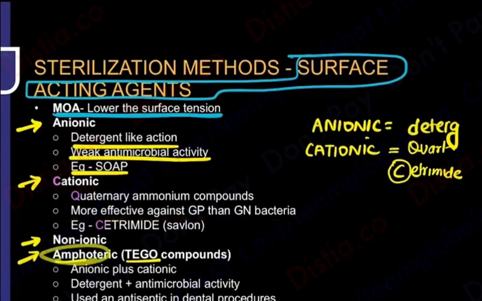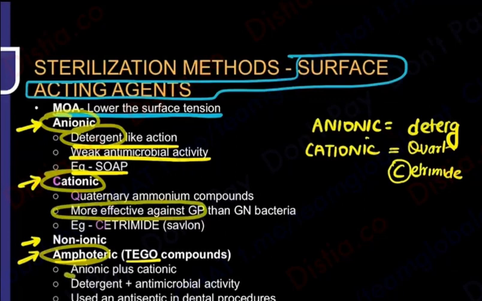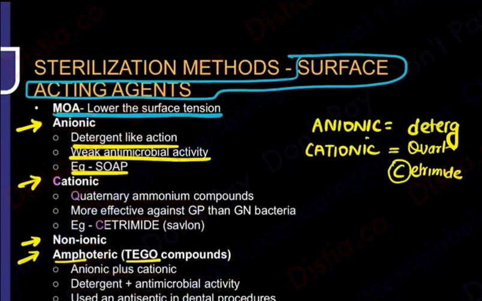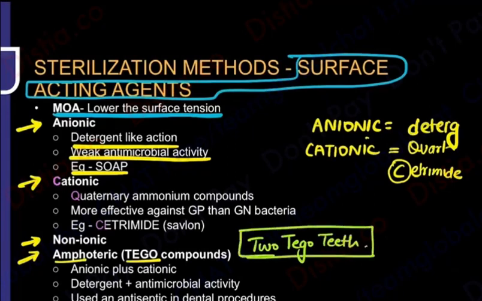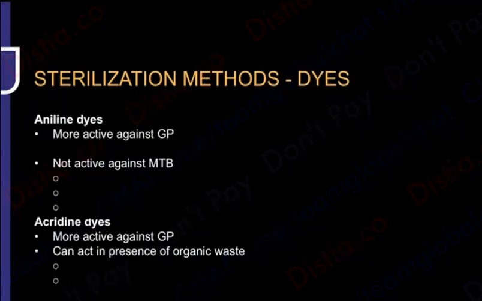So now amphoteric says that I am going to take the detergent activity of anionic and the bacteria-killing activity of cationic. So both these activities I will take and I will become a two-activities wala TIGO compound, amphoteric, and a two-activities wala compound is used in teeth wale procedures. What did I say? A two-activities wala TIGO compound is used in teeth wala procedures. Okay? So remember, TIGO is anionic plus cationic. Teeth procedures means all the dental procedures will prefer to use your amphoteric properties.